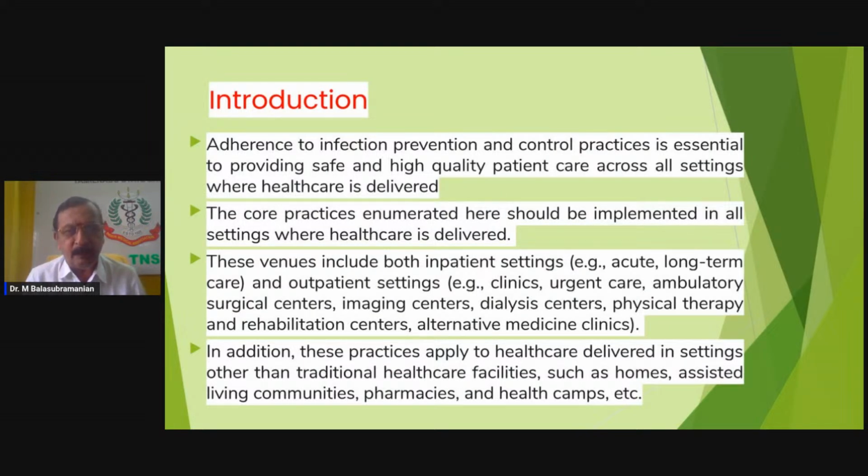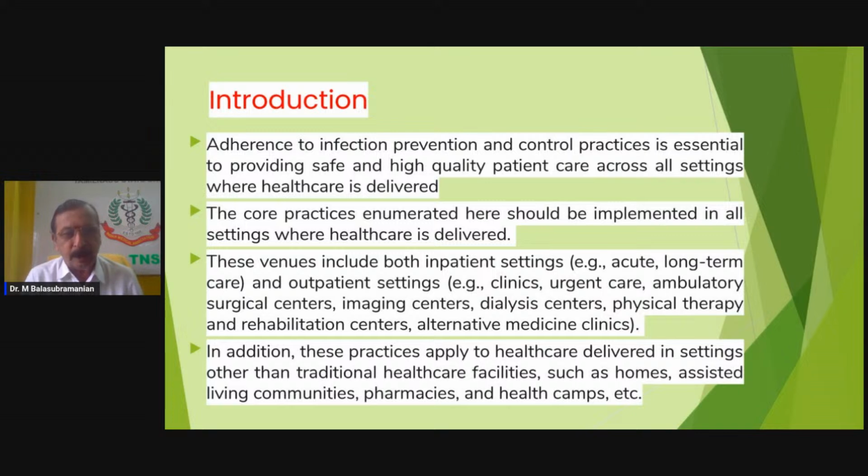Adherence to infection prevention and control practices is essential to providing safe and high quality patient care across all settings where health care is delivered. So everybody expects safety and high quality from us. The core practices which I am going to enumerate should be implemented in all settings where health care is delivered.